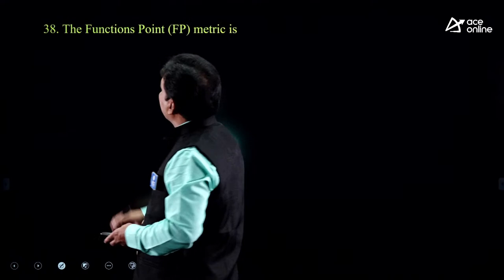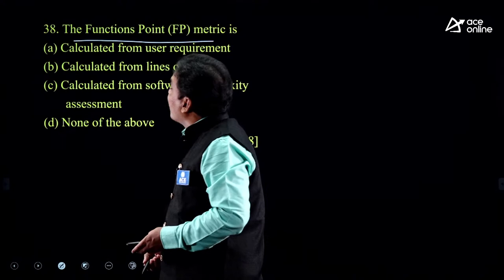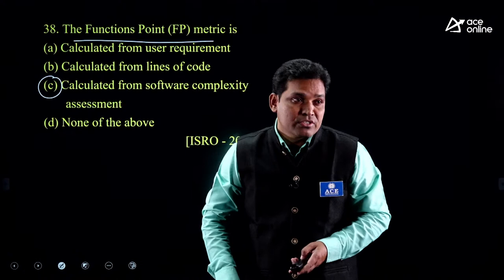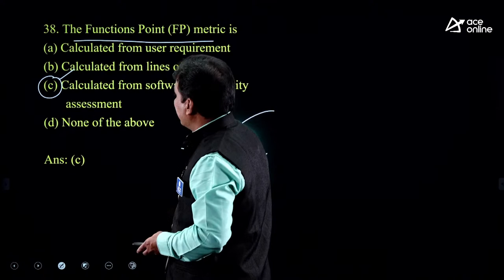The function point metric is used for the purpose of what? What is the purpose of function point? The options are: calculate the user requirements, calculate from the lines of code, calculate the software complexity. To calculate the complexity of a software system, function points can be used. So that is the purpose, which was asked in the year ISRO 2018, right?